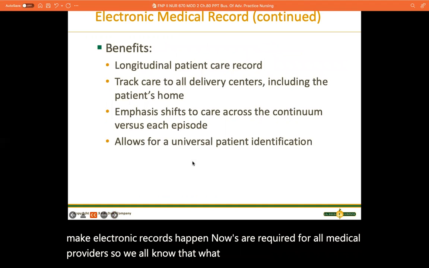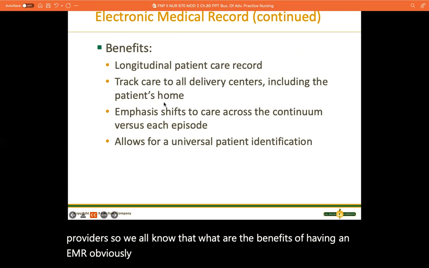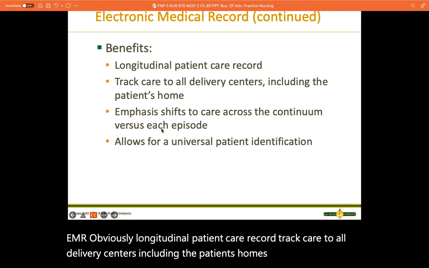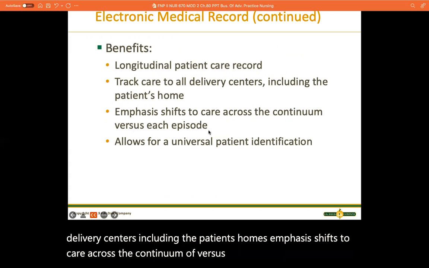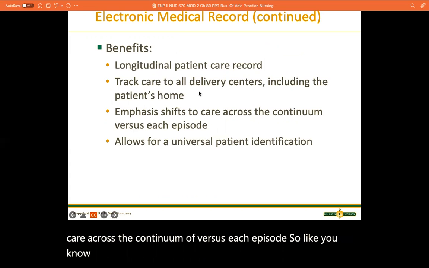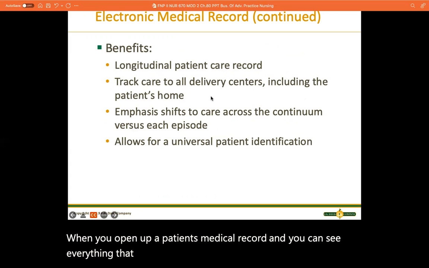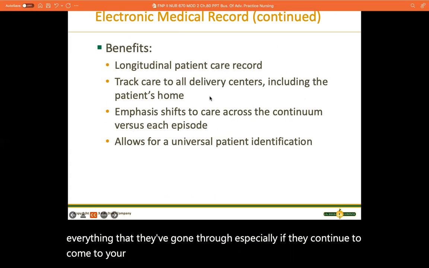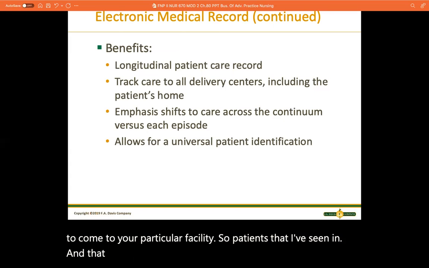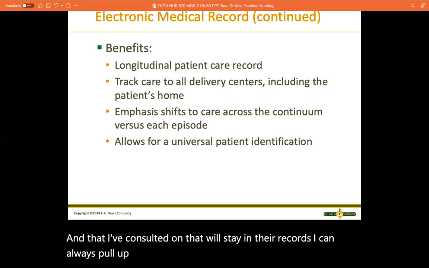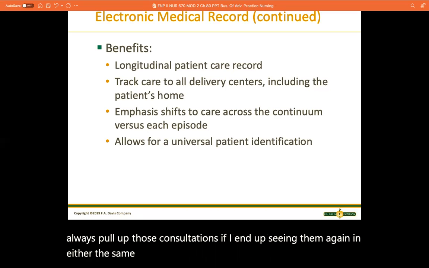What are the benefits of having an EMR? Obviously, a longitudinal patient care record, tracking care across all delivery centers, including the patient's homes. Emphasis shifts to care across the continuum versus each episode. So obviously it's really helpful when you open up a patient's medical record and you can see everything that they've gone through, especially if they continue to come to your particular facility. For patients that I've consulted on, their records stay, so I can always pull up those consultations if I end up seeing them again in either the same facility or a different facility.